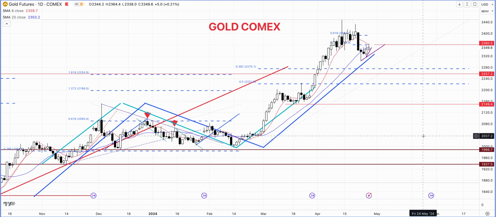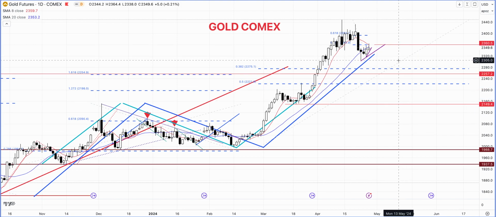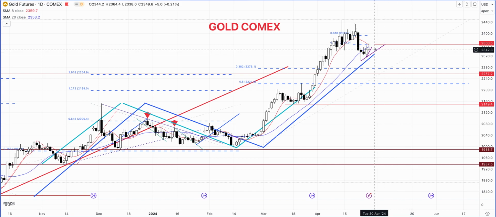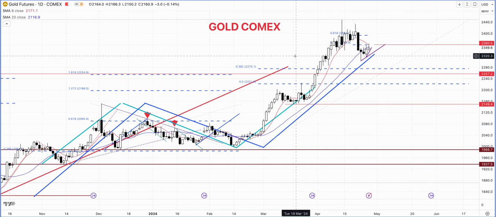That possibility still remains. So the key thing is to keep on watching this 2365 level on the COMEX gold chart. If the price is able to close above that on a daily closing basis, that's going to be a positive for gold. If it keeps on closing lower, then the chances are it might rotate, and especially if it begins to break this trend line, rotate down all the way to this 38.2% retracement around 2275. So that's the scenario that we are watching in the COMEX gold market.